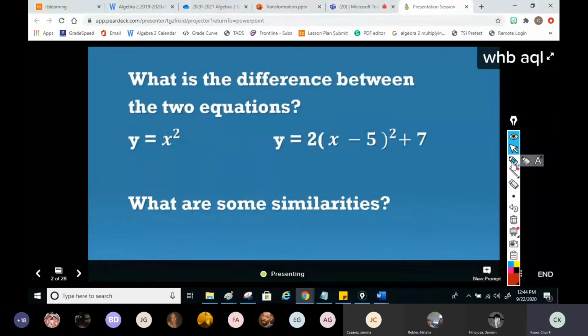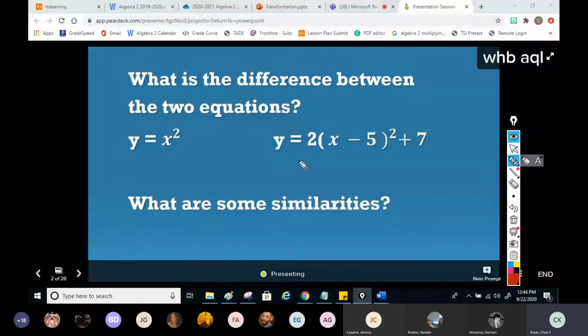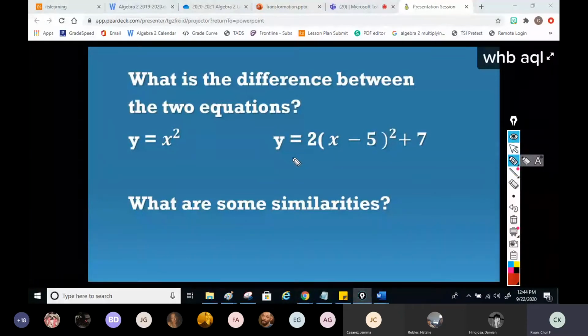So you don't have to write this down, not for now. When you have to start writing things down, I will let you know. But right now, I want you to just take a really brief glimpse right here. What is the difference between the two equations? On the left, we have this equation. This is a quadratic. This is the quadratic function that we talked about. Remember, we were talking about parent functions.